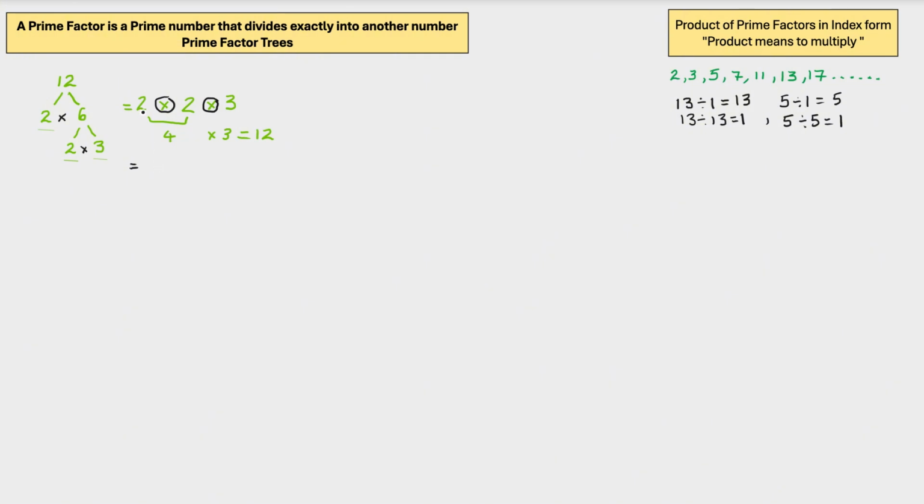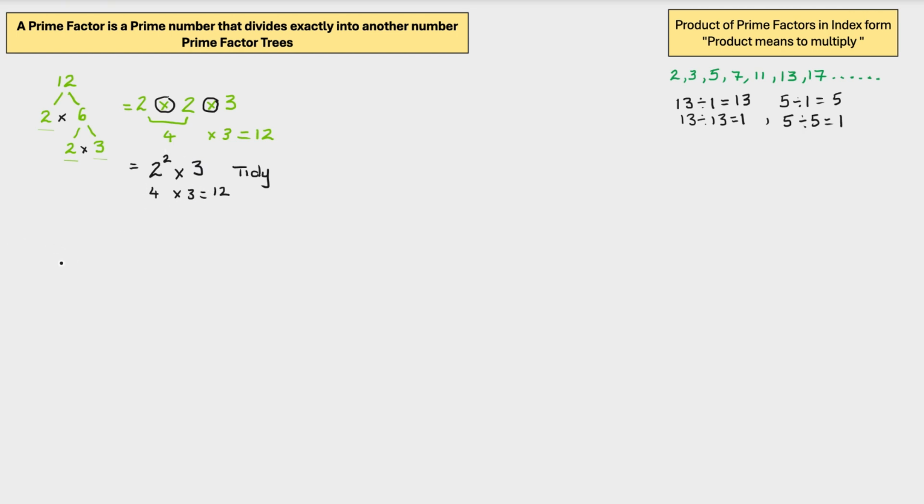So for example, we've got 2 times 2 times 3. So we have 2 to the power of 2 times 3. It just tidies up the answer. Plus some exam questions will ask you to give your answer in index form. So 2 times 2 is 4. 4 times 3 is 12. So same answer, just tidied up.